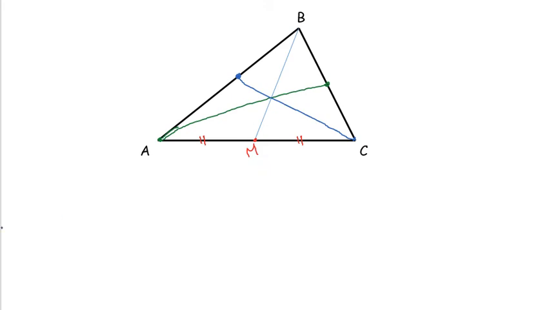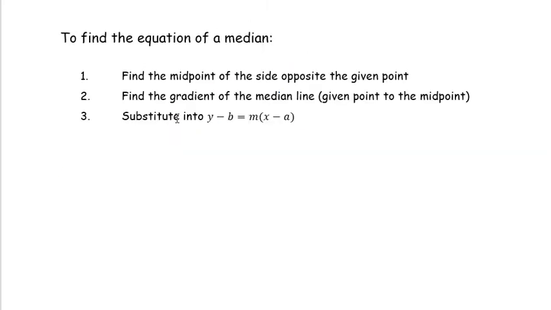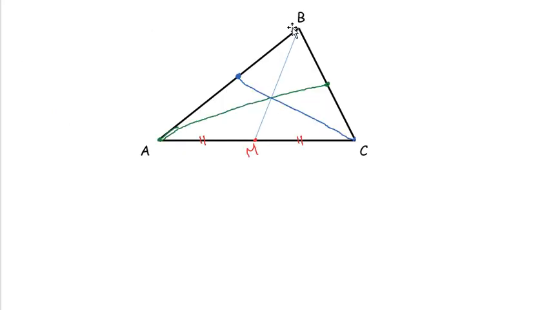So in order to work out the equation of a median, there are three things we need to do. First of all is to find the midpoint of the side opposite the given point. So like I said, they might ask you, find the median from B. In that case, you're looking at the side opposite B and the midpoint of that side. So in this case, opposite B would be here. So we'd be looking for the midpoint of AC first.